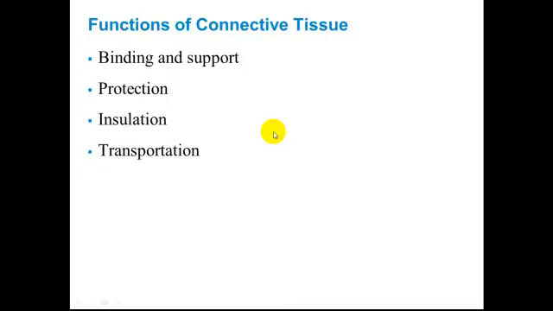In terms of the function, connective tissue is really vast as well. It goes from binding and support, the actual building of the body, protecting the body, insulation, and moving things around the body. So we have quite a bit of difference in terms of the function of connective tissue.